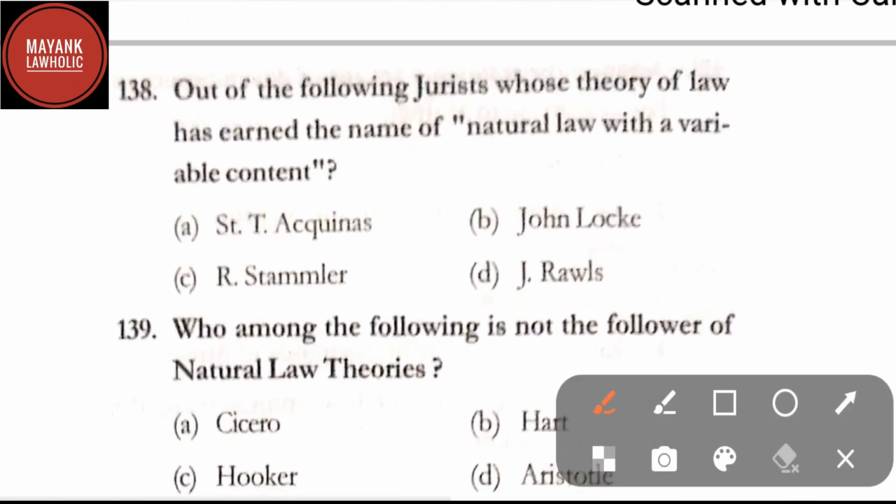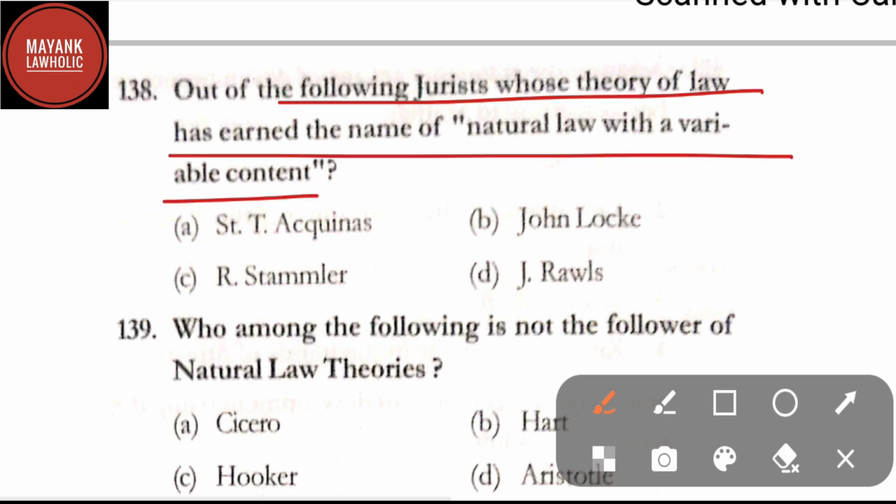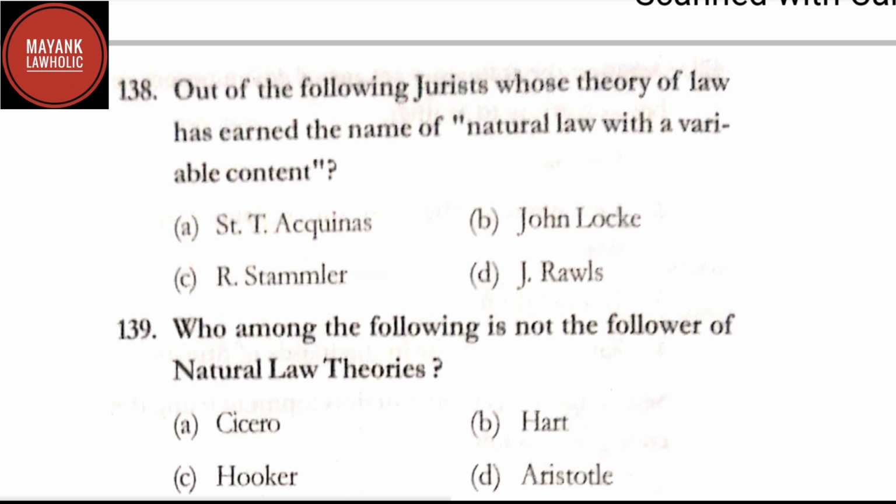Now let us proceed to question number 138. Out of the following jurists, whose theory of law has earned the name of natural law with variable content? Option A, St. Thomas Aquinas, option B, John Locke, option C, Stammler, and option D, J. Rawls. Here in question number 138, the correct answer is option C, that is Stammler.